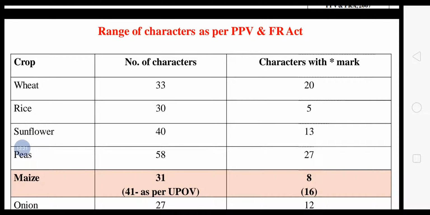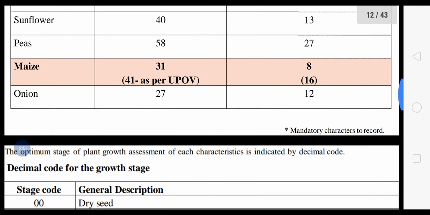Coming to the range of characters as per the PPV&FR Act, for different crops, different numbers of characters are taken. It depends on whether the plant is self-pollinated, cross-pollinated, or often cross-pollinated, and on the complexity in the biological nature or botanical characteristic features of that particular crop. So for maize, 31 DUS characters are studied in India, and it is 41 as per UPOV guidelines. The mandatory characters to study are 8.